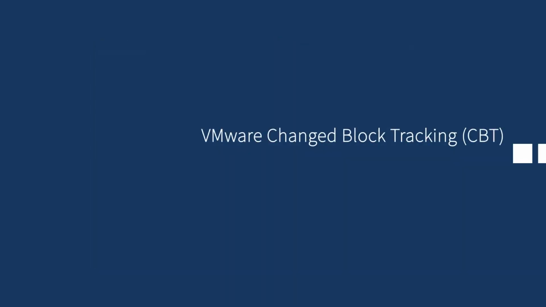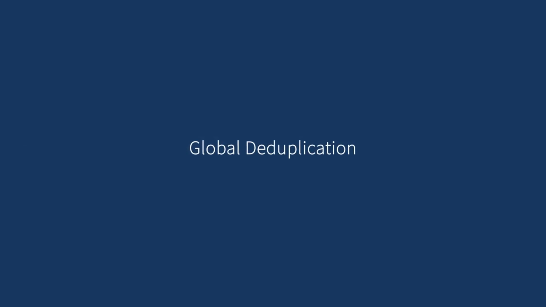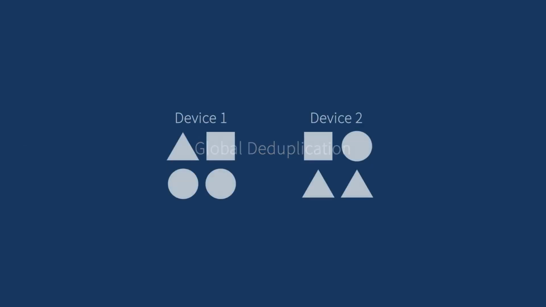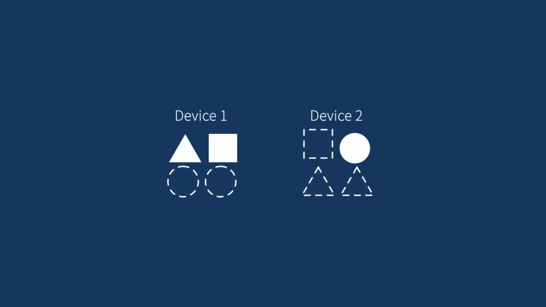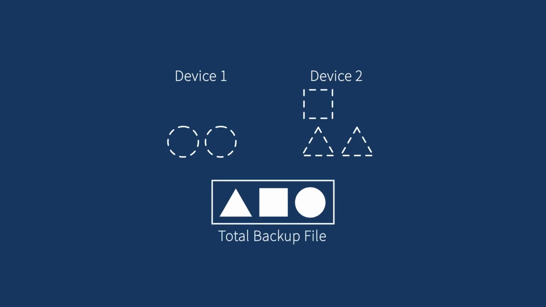By leveraging VMware Changed Block Tracking, or CBT, and Windows VSS, Active Backup for Business performs forever incremental backup by only backing up the changed data, efficiently saving your backup time from the source side. With global deduplication, Active Backup greatly reduces the storage consumption across platforms, devices, and versions.